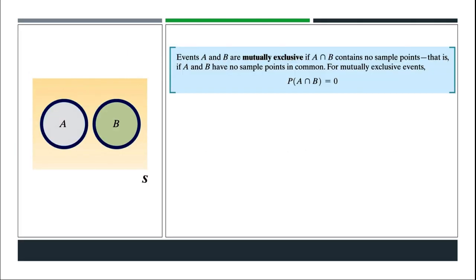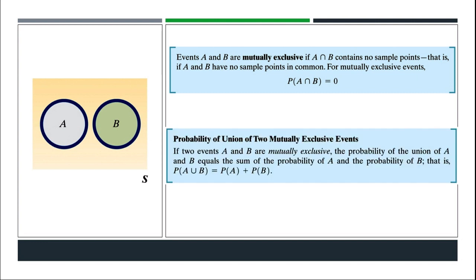Events A and B are mutually exclusive if A and B have no overlap. For mutually exclusive events, the probability of the overlap will be 0. So, if they are mutually exclusive, the probability of A or B equals the probability of A plus the probability of B.